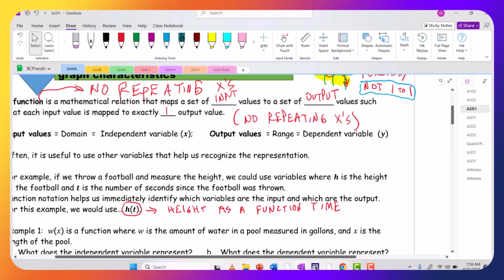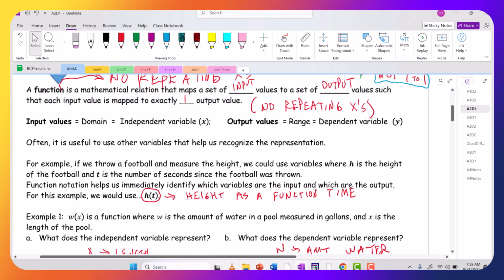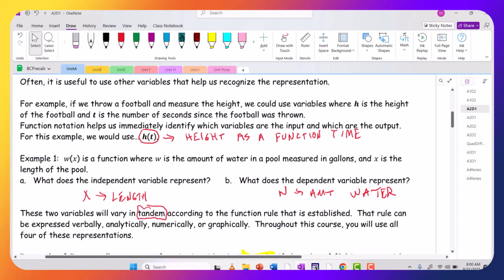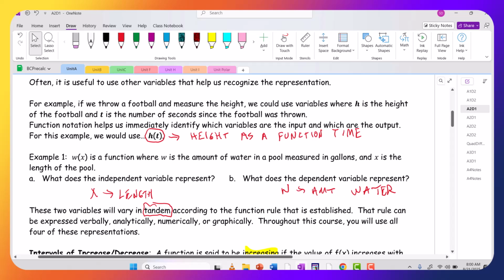Okay, some other words that you should know. Input, say it. All right, good, you're better. And then input's domain, which is usually X, which is the independent variable. Output is range, the dependent variable. Okay, and then you could read this thing right here. Throw a football and measure the height. We could use variables. H is the height of the football, and T is the number of seconds.